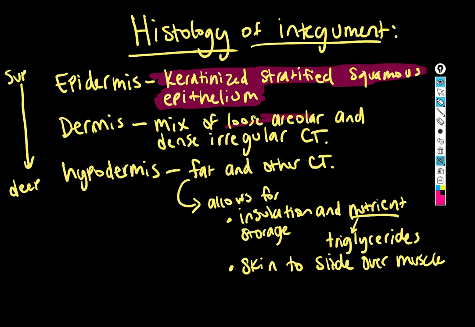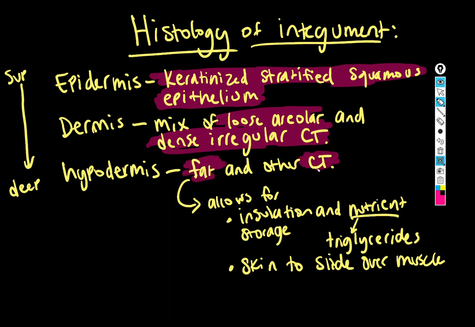So here we have loose areolar and dense irregular connective tissue, and here we have fat and other kinds of connective tissue. So really, all of the histology of the integumentary system is a specialized set of the basic tissue types, specifically keratinized stratified squamous epithelium is kind of the big one, and then everything else is just different and various arrangements of other tissue types. So, having said that, let's go look at the actual histology.